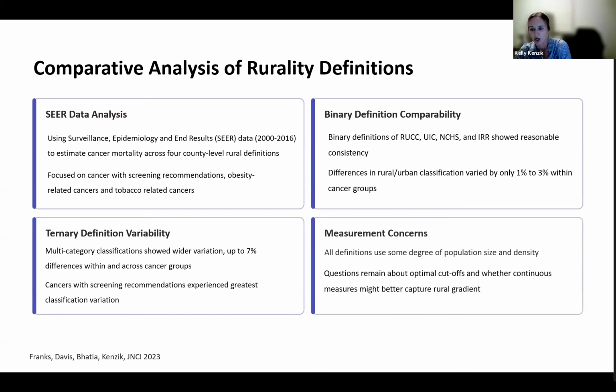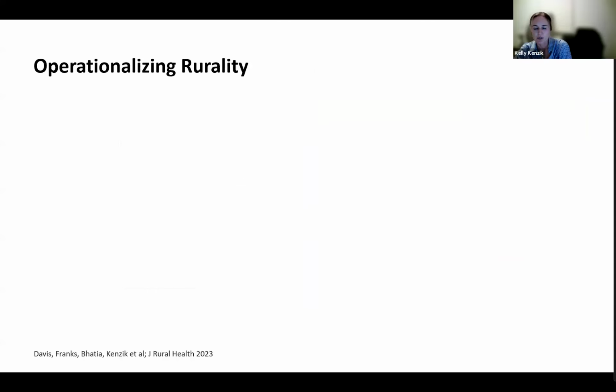So we may not have large concerns about the most commonly used definitions in the binary, but we still may have some questions about what are the optimal cutoffs, right? So how are these cutoffs being defined about what is determined to be rural and what is determined to be urban or metro? And maybe there's some other better measure, maybe a continuous measure that can optimally capture the rural gradient. So in our next study, we looked to operationalize rurality and to see how it might be different if we were to move the needle on this.